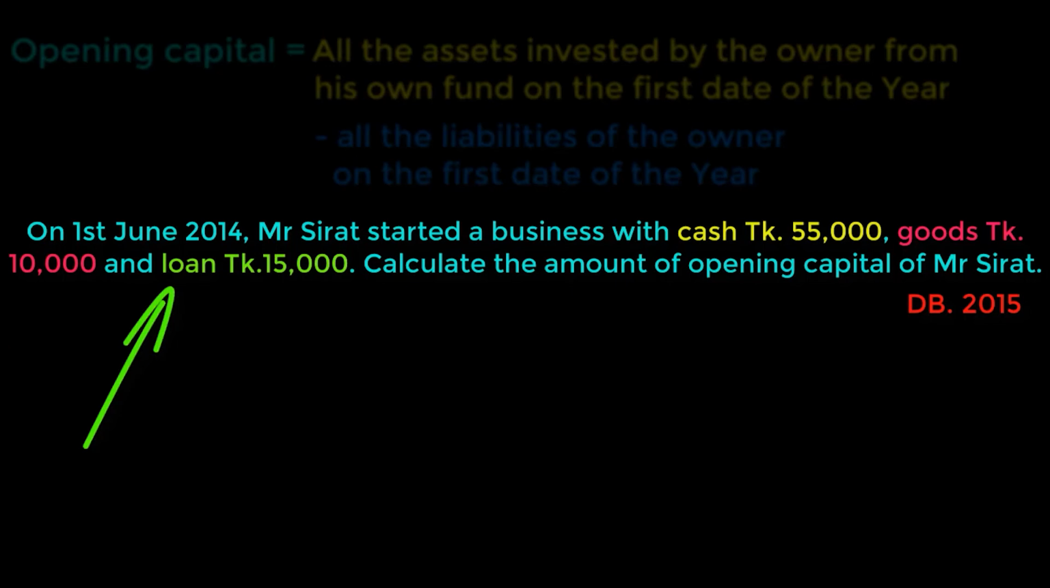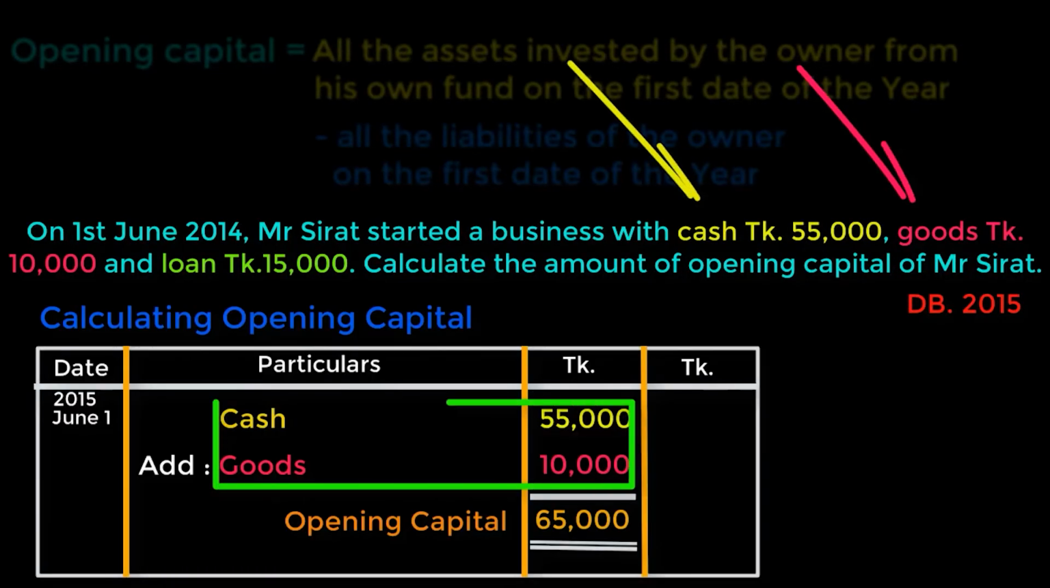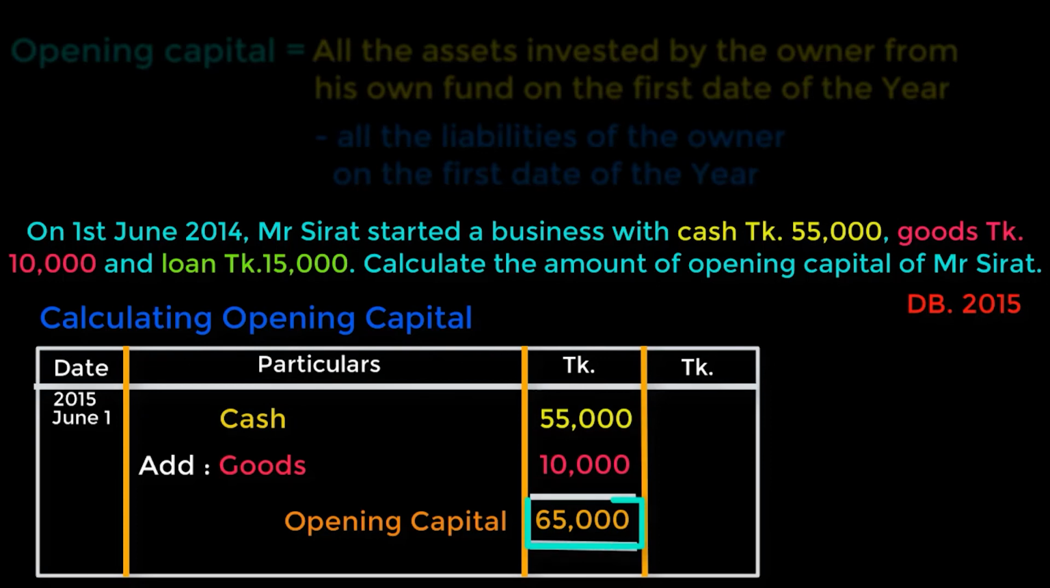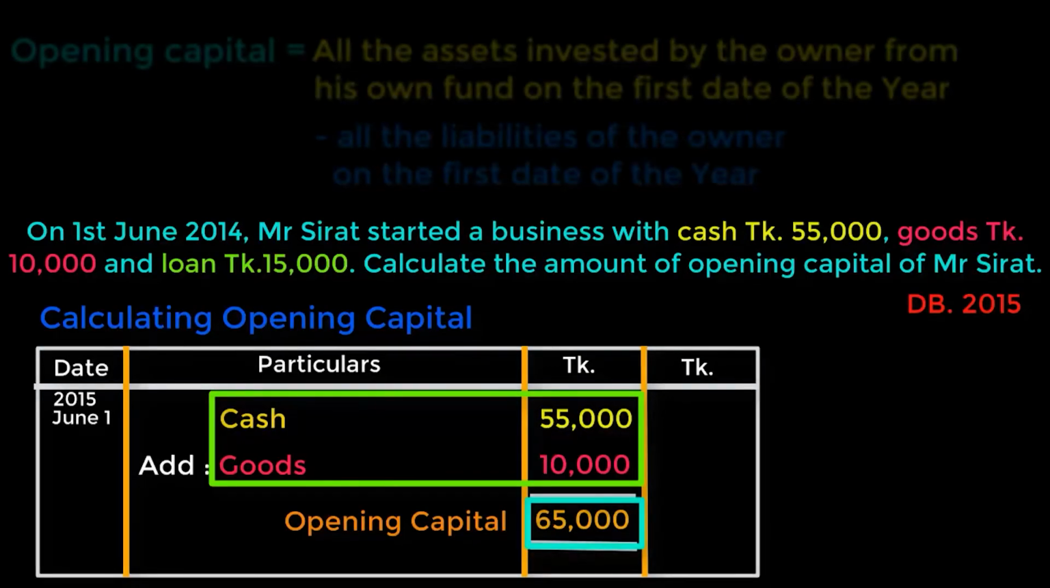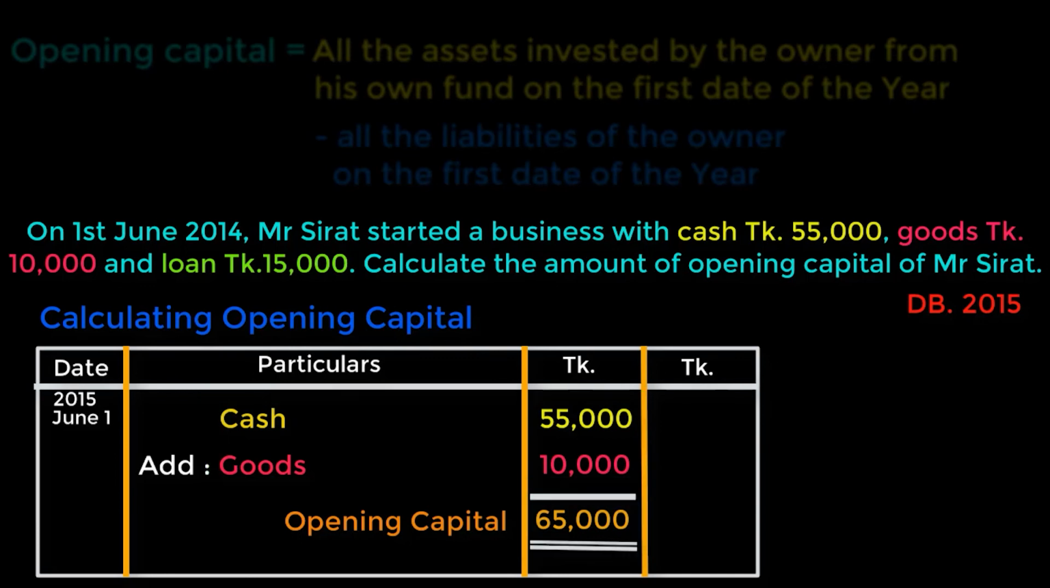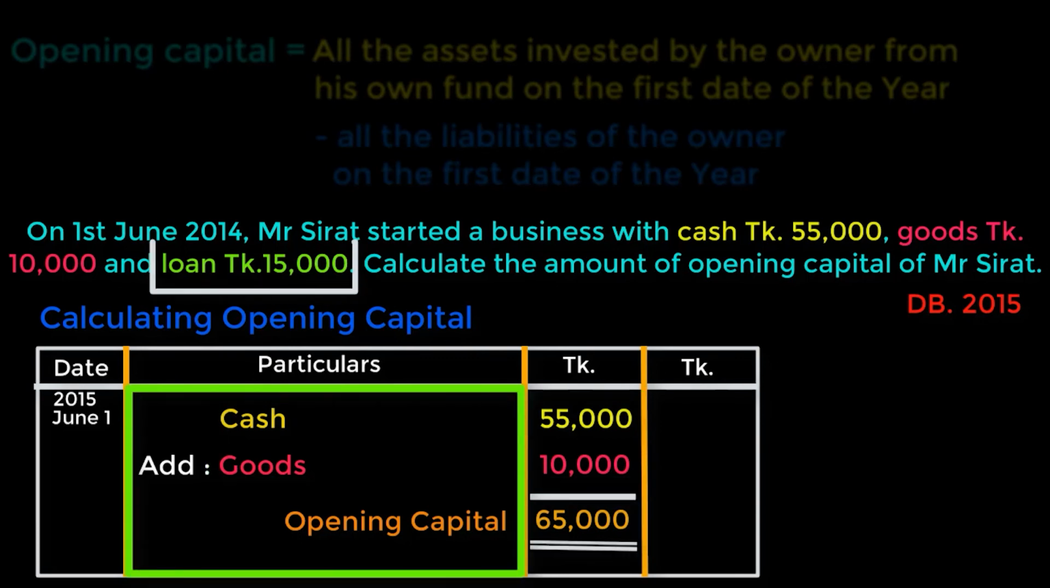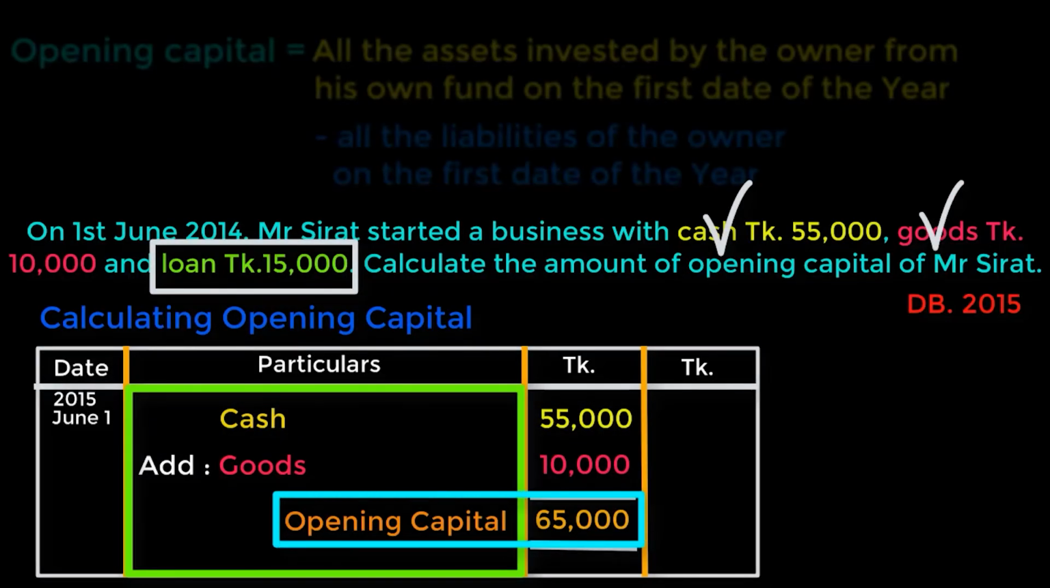This loan is the liability of the business. Therefore, ignoring this loan, we will just add these two assets. The sum of the assets that we will get will be the answer. See, we did not write here this loan. We just added these two assets and got this opening capital.